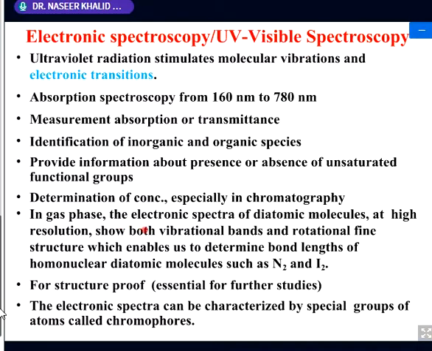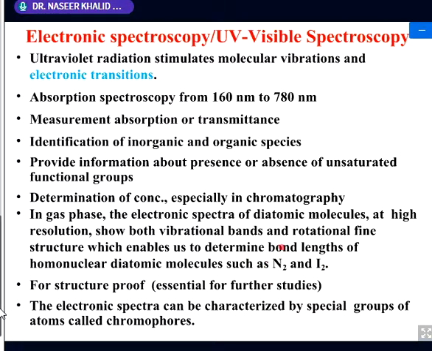Okay, in the gas phase, the electronic spectra of a diatomic molecule is very, very important information. With high resolution, the spectra show both the vibrational as well as rotational structure of the molecules, which enables us to determine the bond length of a homonuclear diatomic molecule, such as nitrogen, iodine, bromine, hydrogen.